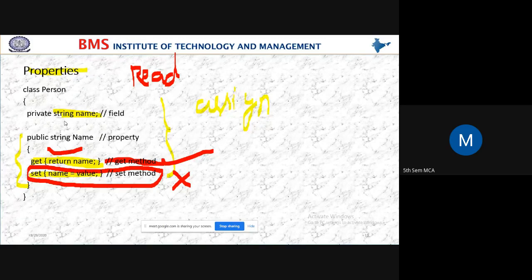A property contains two methods, a set and a get method. The set method is used to assign the value, and the get method is used to return the value. In addition, with properties we have one more feature, that is the read only property. In a read only property, we don't have a set method, but we have a get method. Using the get method, you can return a value.